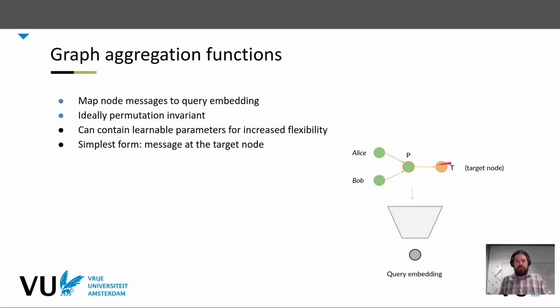There are a couple of options. So the simplest form is basically that we just take this target node. So we take this embedding as our query embedding, and we are done. Right? So we basically ignore whatever is on the other ones.